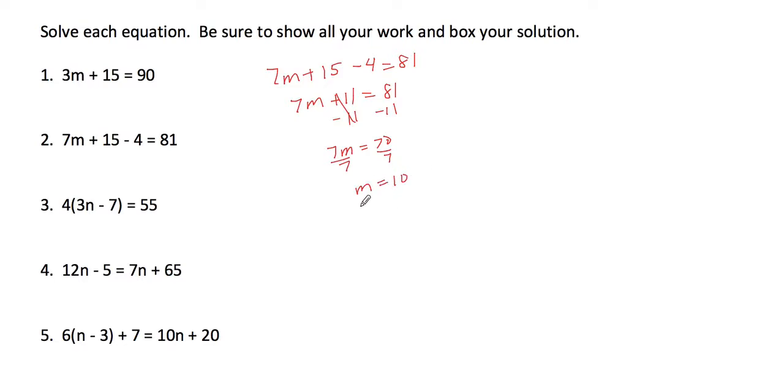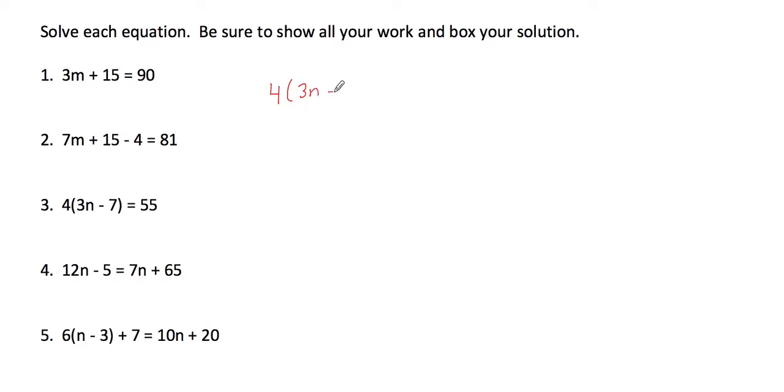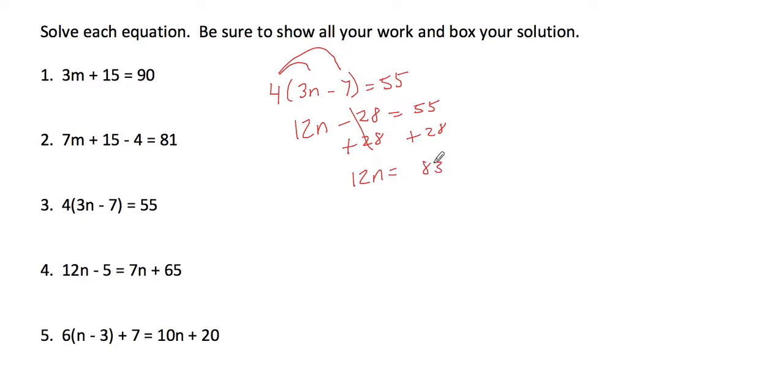All right. The next one, number 3, we have 4 times 3n minus 7 equals 55. So let's distribute. Let's get rid of these parentheses. So we have to do 4 times 3n is 12n, and then 4 times negative 7 is negative 28 equals 55. All right, so now we're going to add 28 to both sides to get rid of that minus 28. So add 28, these cancel out. I'm left with 12n is equal to, that's going to be 83. Now I'm going to divide both sides by 12, and I'm left with n is equal to 83 twelfths.